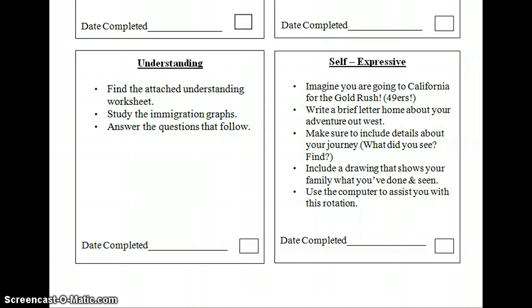To help you with this rotation, please use the computer because there is plenty of information out there on the internet that will help you with this rotation.